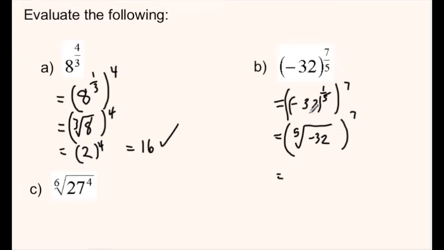And now I'm thinking, what's the 5th root of negative 32? Something times something times something times something times something is negative 32. That something is negative 2. So that's negative 2 to the power of 7. And then I'll have to do that. Negative 2 to the power of 7 is negative 128.